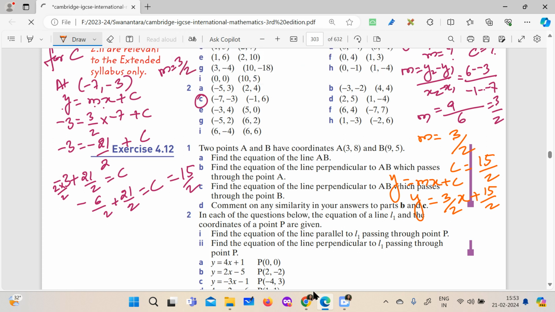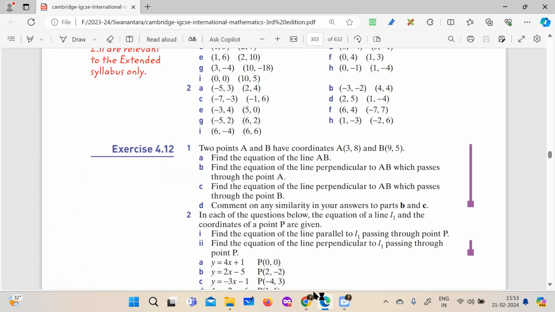We are left with one more kind of problem: the equation of a line passing through a point and perpendicular to another line. Let's do one more problem based on that. Two points A and B have coordinates A(3, 8) and B(9, 5). The first part of the question is to find the equation of the line AB, and the second part is to find the equation of the line perpendicular to AB which passes through point A.